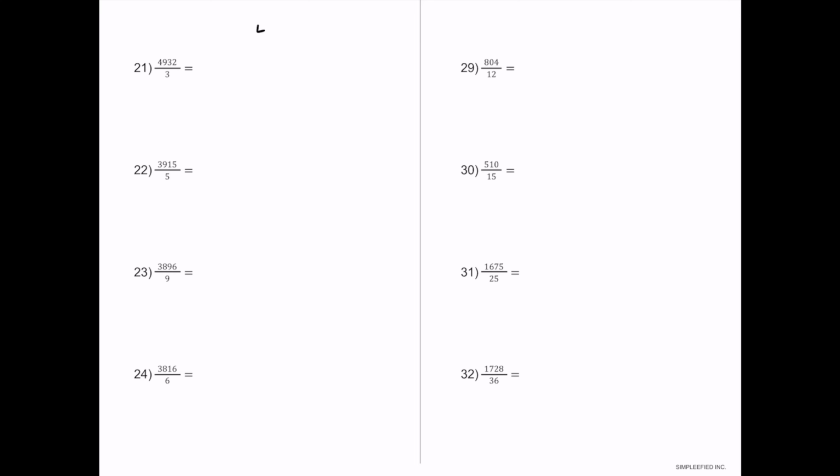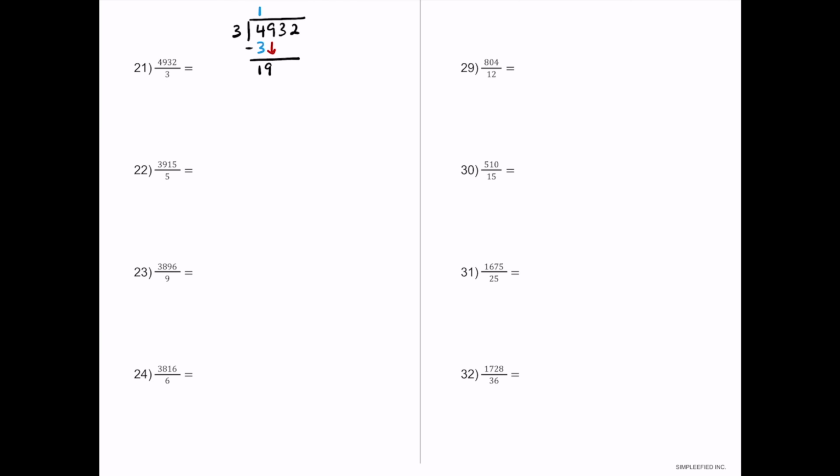For 21, we have 4,932. We're going to divide that into 3 equal parts. 3 will fit into 4 one time. 1 times 3 is 3. We're going to get, see that we're off by 1. Then we're going to bring down this 9 and repeat the process.